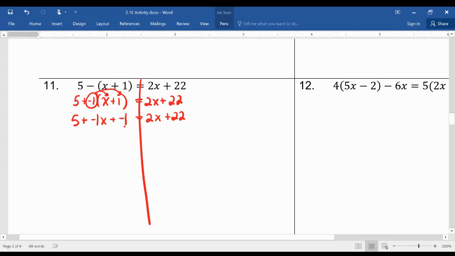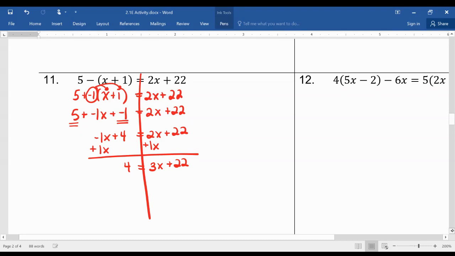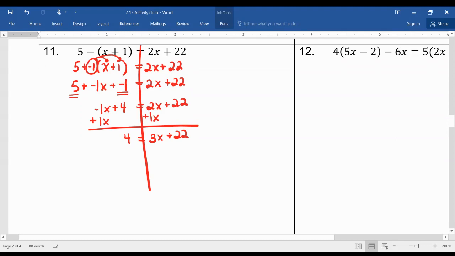Next, the left side does seem longer, so I think there is a set of like terms I can combine, which gets me 4. Next step is I'm going to move my variables. I'm going to move the smaller number of variables, which means I'm going to add positive 1x to each side. You're welcome to flip this. I'm going to leave it just to keep solving it, because I don't need to flip it as long as I understand that I need to get 3x alone, even though it's on the right side.